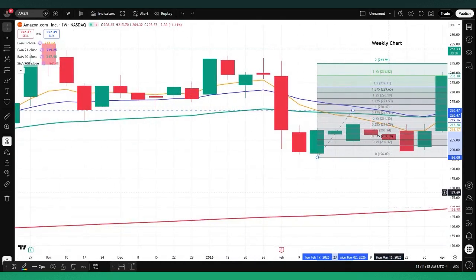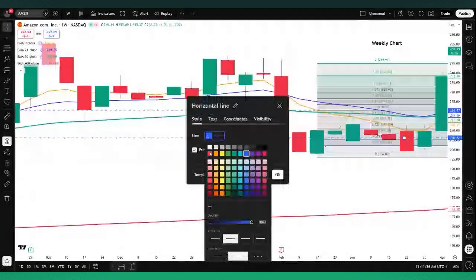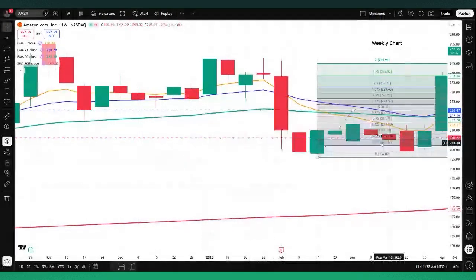I'm going to stretch this out again. The technical stop level is a close below this 0.375 level. So let me put a red dashed line there where this is going to be approximate. I'm going to change the color so we can see it. That's going to be my stop, and that's going to be a close below that level.